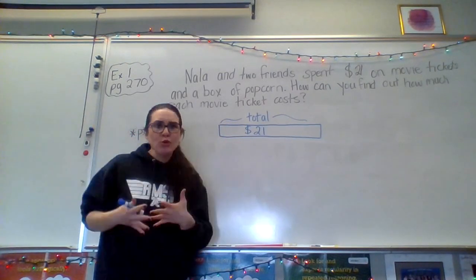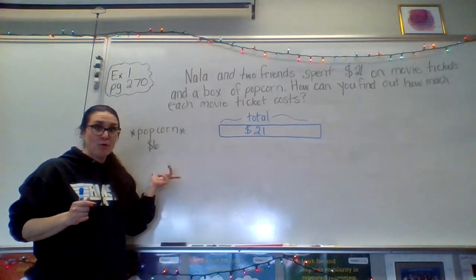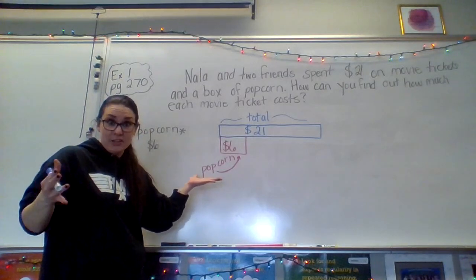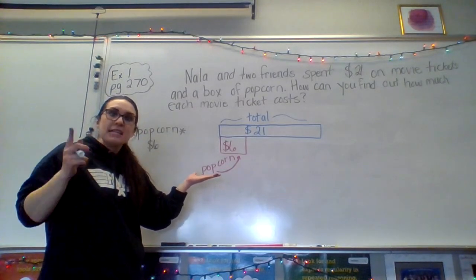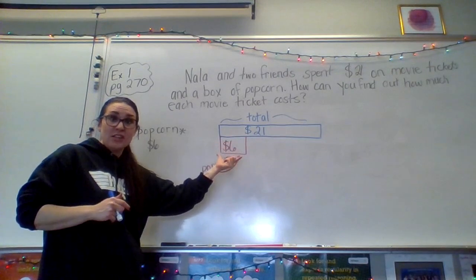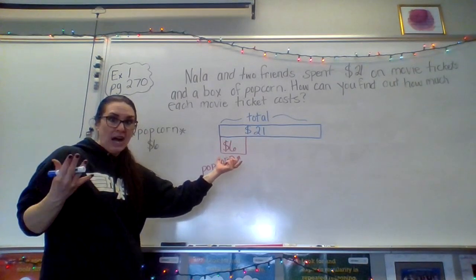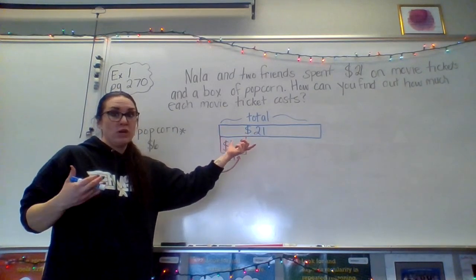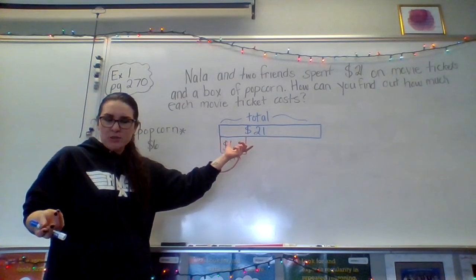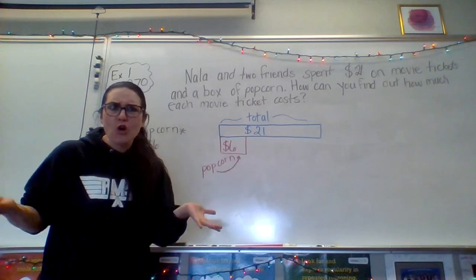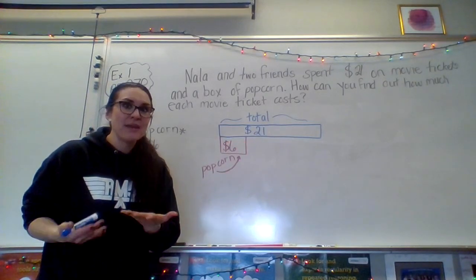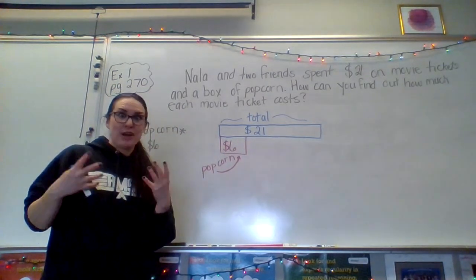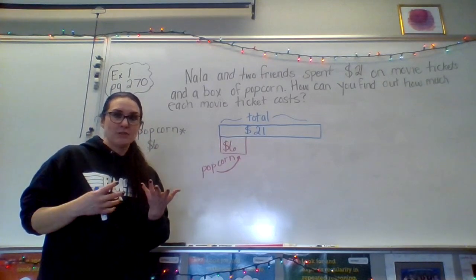Now, what went into that $21? Well, there was the popcorn, so let's represent that piece. So we know that the popcorn cost $6. Again, that's from that picture, right? Now I want you to notice that I drew that $6 underneath that 21. Why? Because that $6 helped make up that total of $21. But did they just go to the movies just to get popcorn? No, of course not. They also had to buy those tickets. And how many tickets did they purchase? 3. But that's our unknown piece, right? That's what we're going to try to figure out.